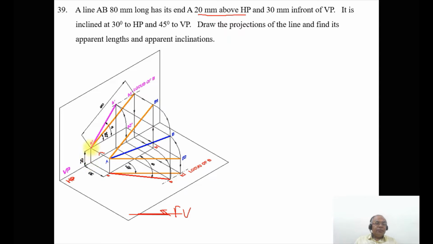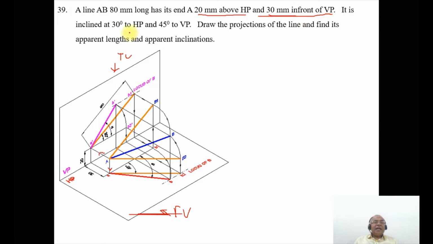It is 20 mm above HP, which becomes A dash. And 30 mm in front of VP: when you look from the top view, you can see the distance in front of VP. That image falls on HP here, and you can see A, which is 30 mm in front of VP.